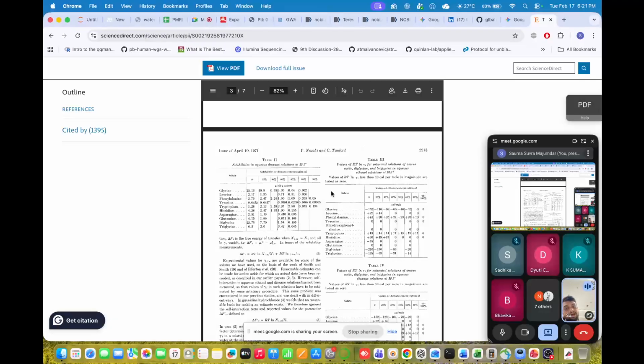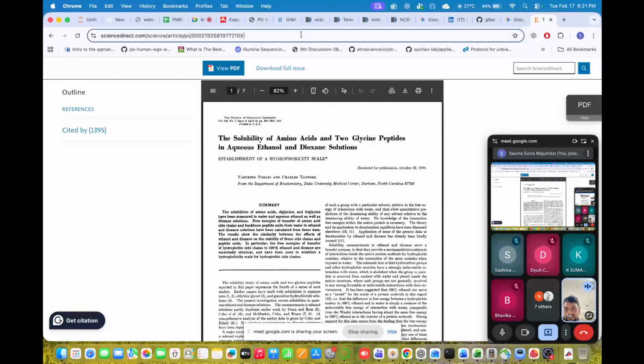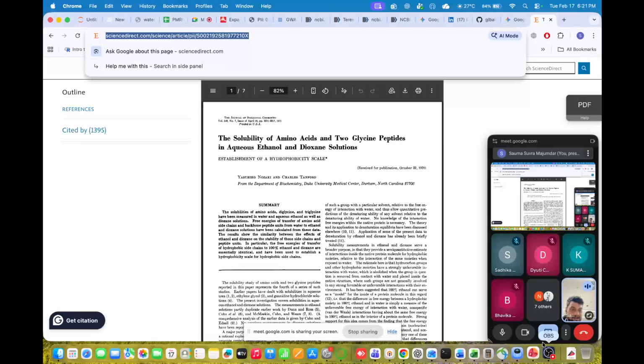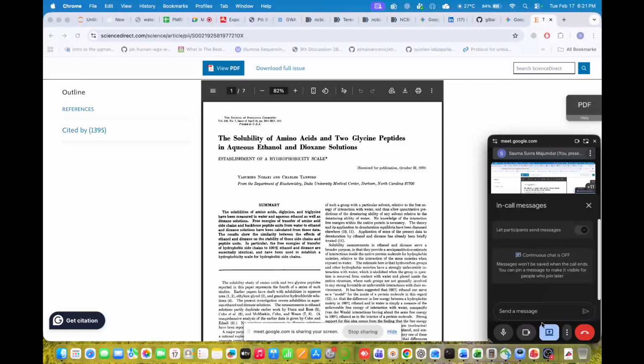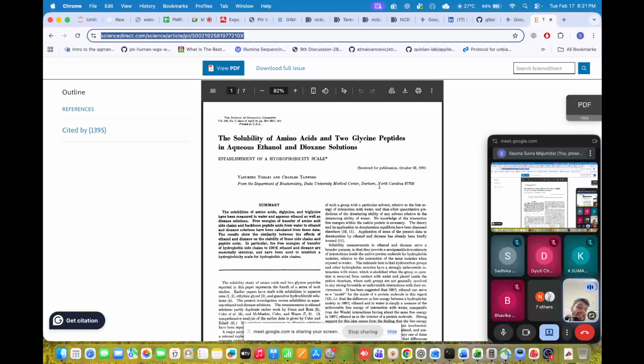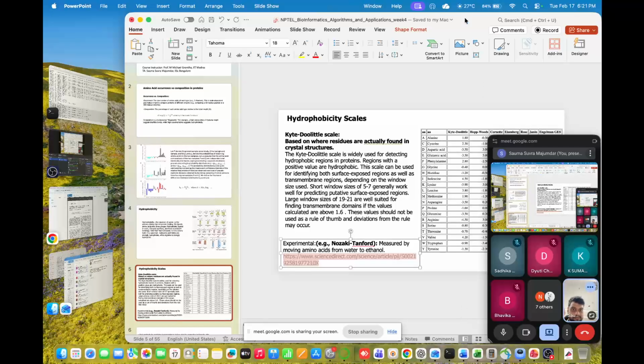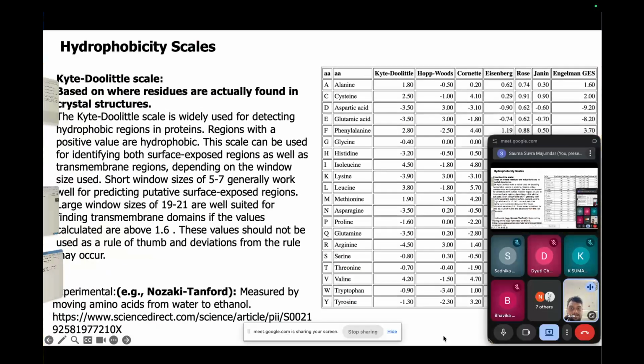And they have made a scale out of that and conferred different values. This is quite an interesting paper to read. So if you're interested, I definitely ask you to go and take a look at this. So these are experimental procedures by which you can quantify hydrophobicity. But there are computational procedures as well.